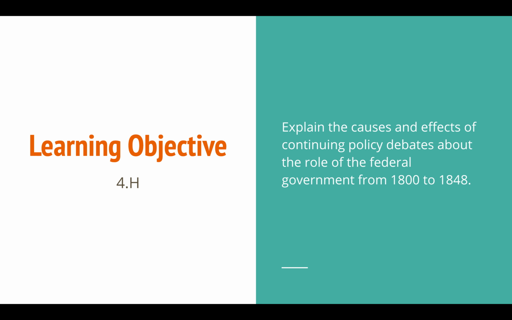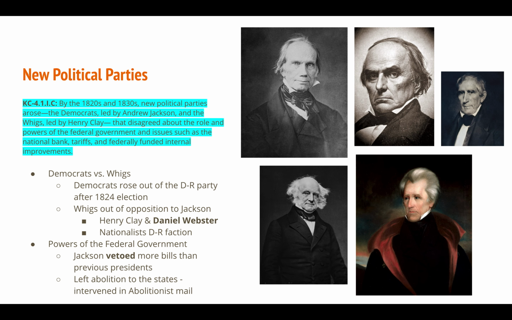All right, moving on to the next learning objective. Explain the causes and effects of continuing policy debates about the role of the federal government from 1800 to 1848. So, we'll begin with the new political parties. By the 1820s and 1830s, new political parties arose, the Democrats, led by Andrew Jackson, and the Whigs, led by Henry Clay, that disagreed about the role and powers of the federal government and issues such as the national bank, tariffs, and federally funded internal improvements.